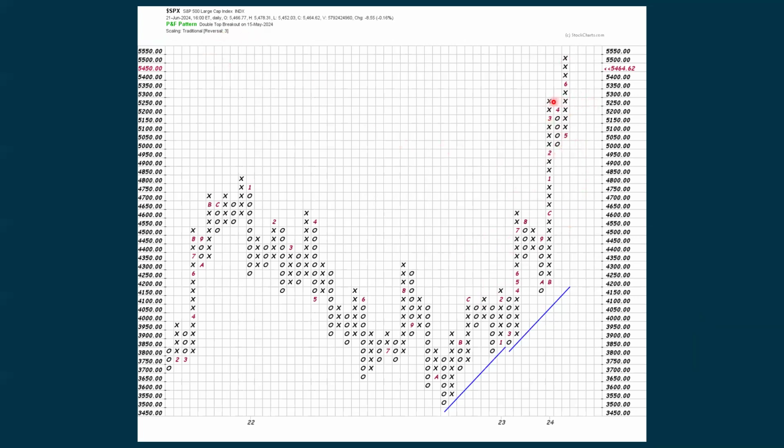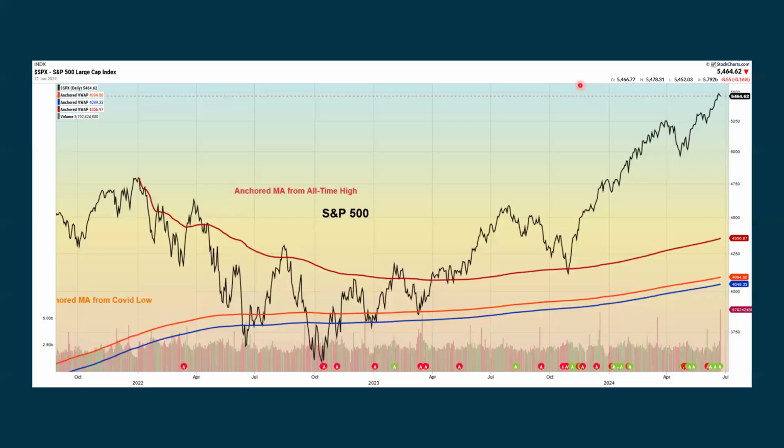And it's when we broke above this previous upward movement of X's here. And so this is still looking quite positive for the time being. Then we use a thing called anchored moving averages, where they're a little bit different than regular moving averages.